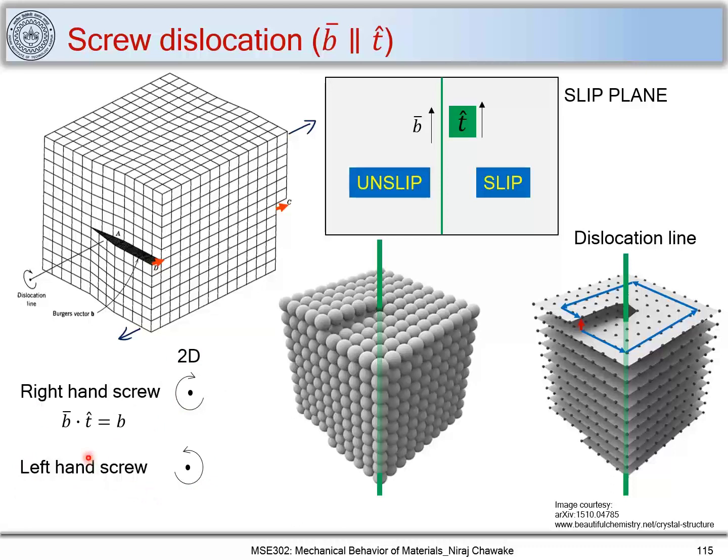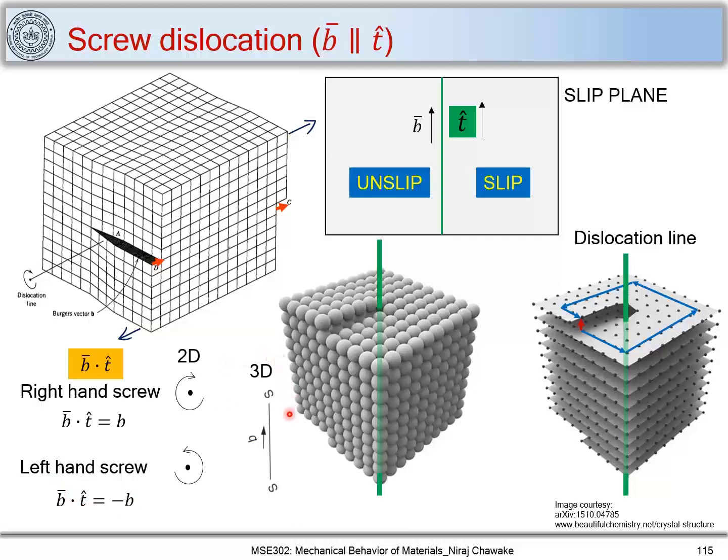Now how are they mathematically represented? When B dot T becomes equal to B, because T is a unit vector, so if the magnitude is positive, that is called a right-hand screw. This is by convention. And when B dot T is negative B, that is a left-hand screw. So basically you can identify whether it is a right-hand screw or left-hand screw: you take a dot product B dot T and find out whether it is B, then it is a right-hand screw dislocation, and if it is negative, it is a left-hand screw. So this is our convention.